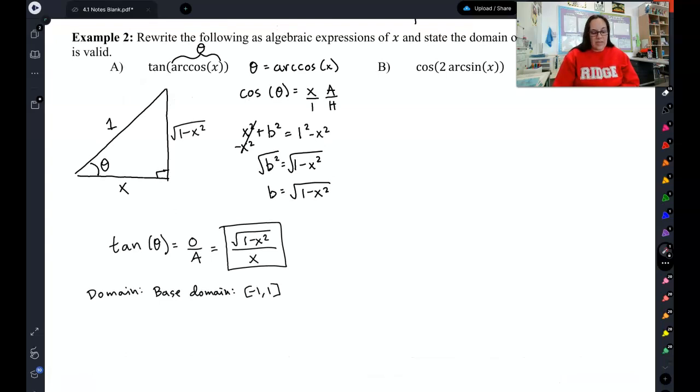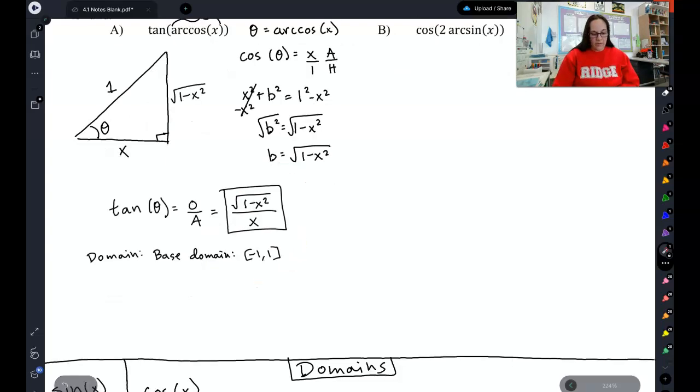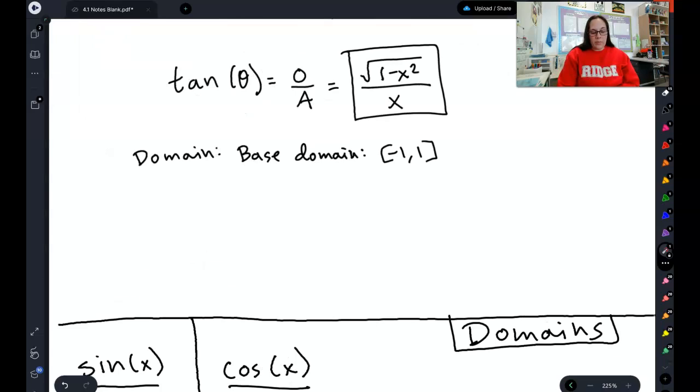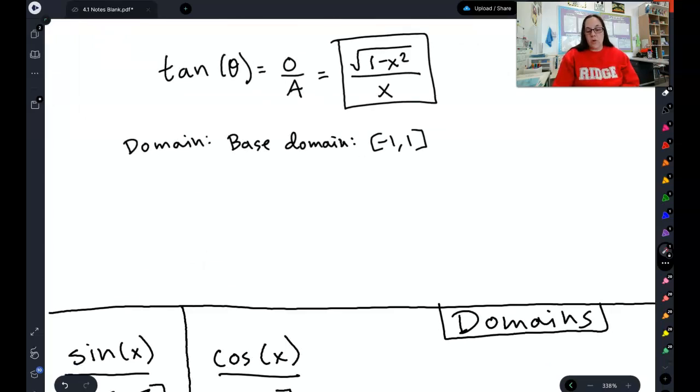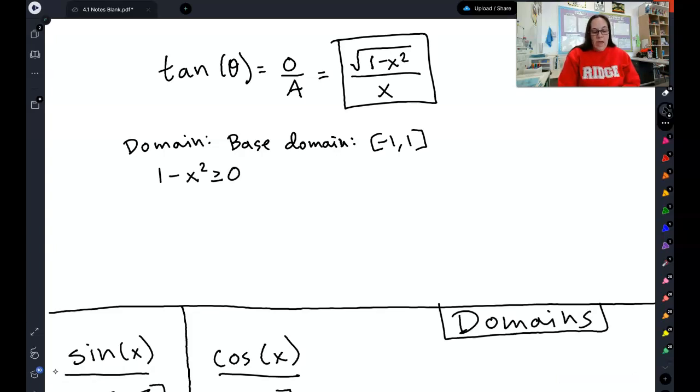Then what we're going to do is take the base domain and restrict it using the answer we got here. Now this will require you to remember some 1050 things. Anytime we talked about domain in 1050, we talked about two main things. We said the inside of the root has to be positive, greater than or equal to 0, and that the denominator cannot equal 0. So I took the inside of my root, made it positive, denominator cannot equal 0. So this one is already solved for, x cannot be 0. Let's solve for the other one.